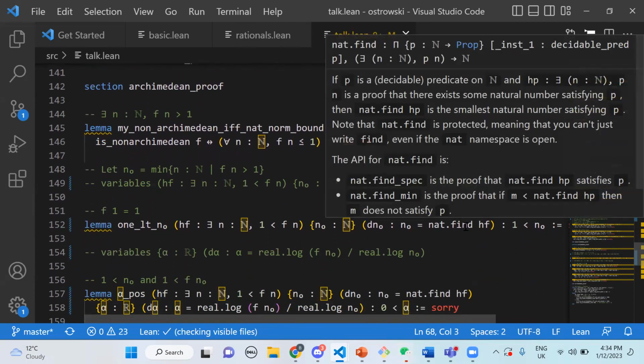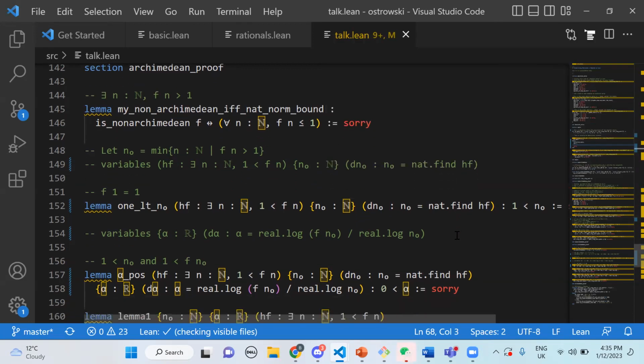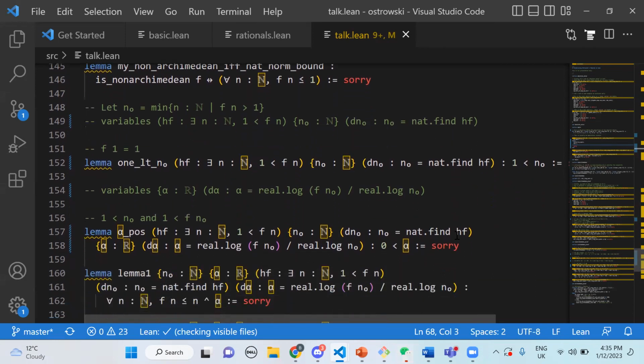If you click on Nat.find, it states that if P is a predicate on naturals and HP is a proof, then Nat.find HP is the smallest natural number satisfying P. So we don't actually need to write other code here. And we know that this should be strictly larger than 1, because if it is 1 or 0, then it is not true, because f of 0 is equal to 0 and f of 1 is equal to 1, and we want it to be strictly larger than 1. So we can prove that a naught is larger than 1.